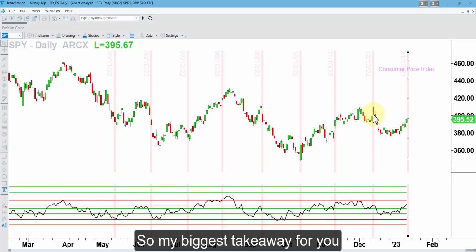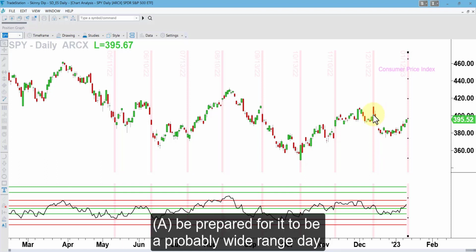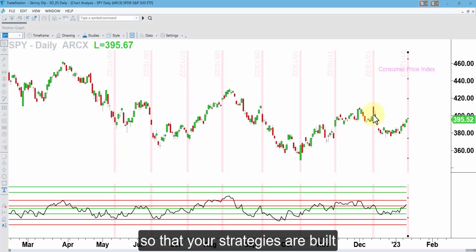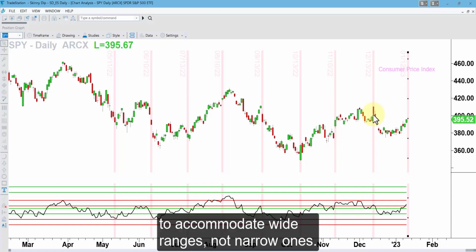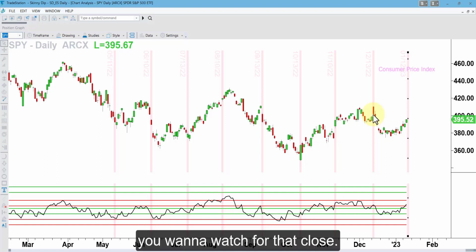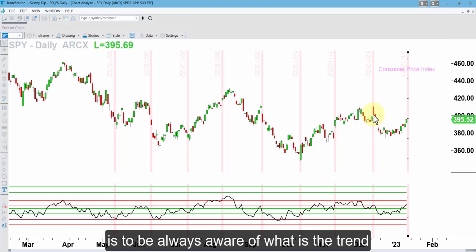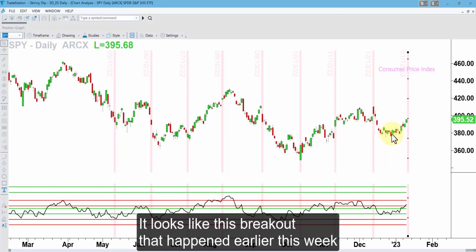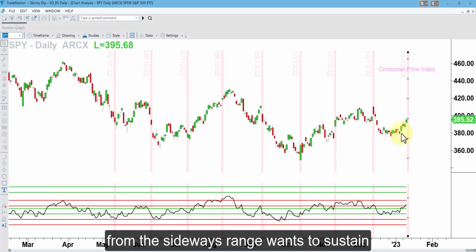So my biggest takeaway for you is, whatever happens within CPI day, be prepared for it to be a probably wide range day, not a narrow range. That's something you option traders should account for so that your strategies are built to accommodate wide ranges, not narrow ones. Number two, like I just said, you want to watch for that close. And number three, most important, is to be always aware of what the trend is going into that data. Right now, the trend is to the upside. It looks like this breakout that happened earlier this week from the sideways range wants to sustain.